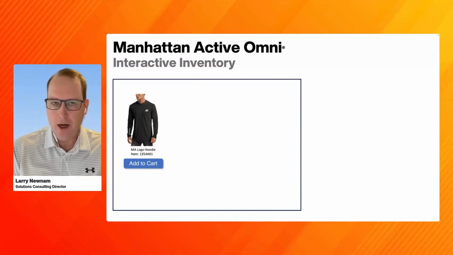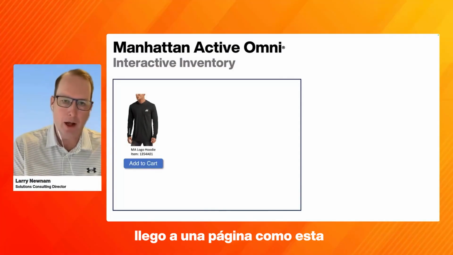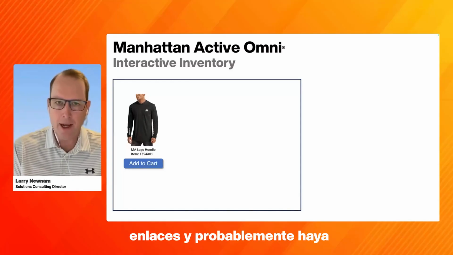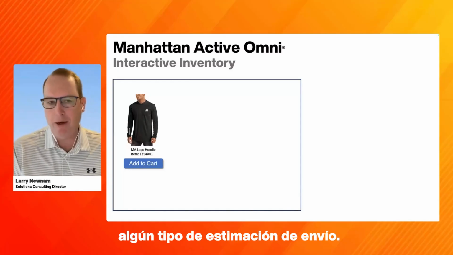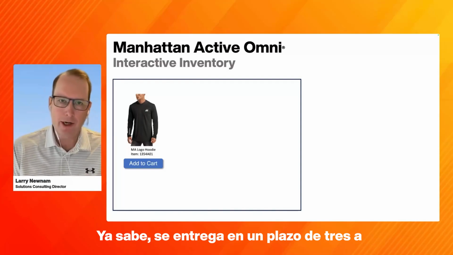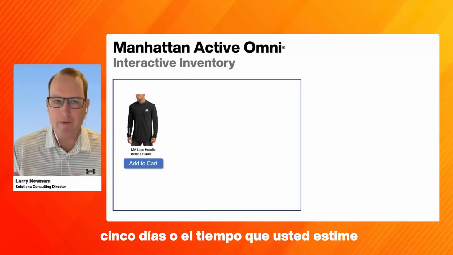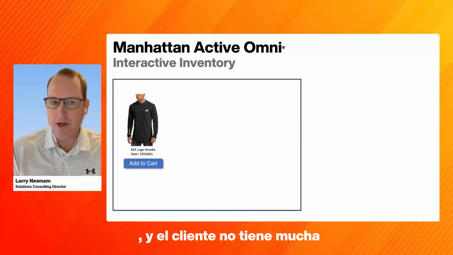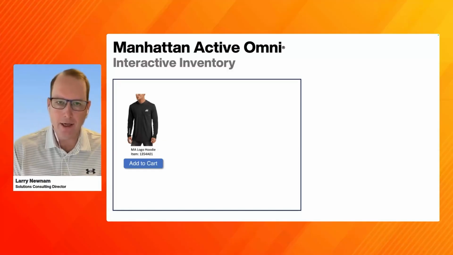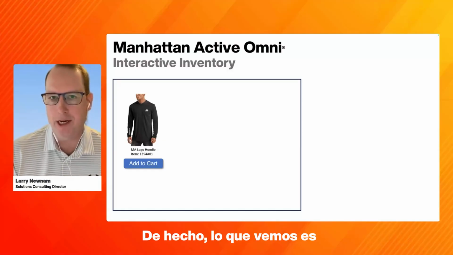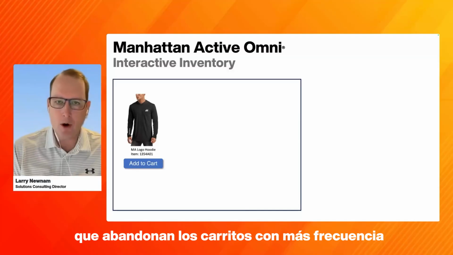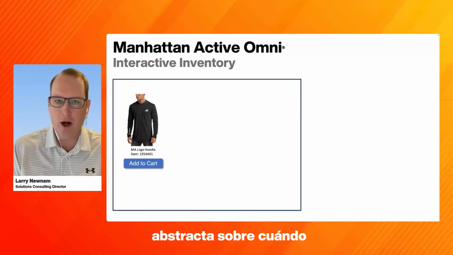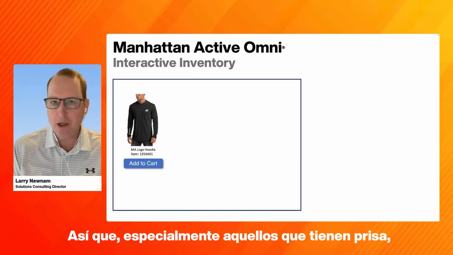So imagine without interactive inventory, I land on a page like this, and you've probably got some descriptions, some links, and probably some kind of shipping estimate. It delivers within 3 to 5 days, or however long you guess an item would be delivered. And the customer doesn't get any confidence in seeing that. In fact, a lot of what we're seeing is they will abandon carts more often with that kind of abstract information on projecting when something's going to arrive, especially those in a hurry.